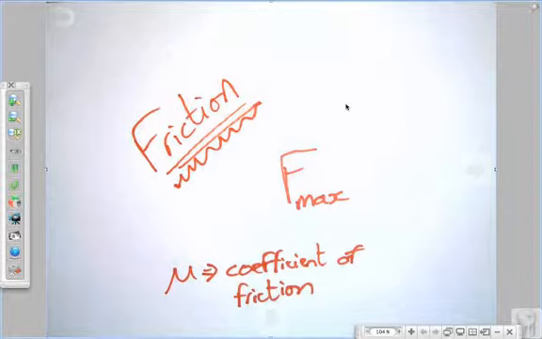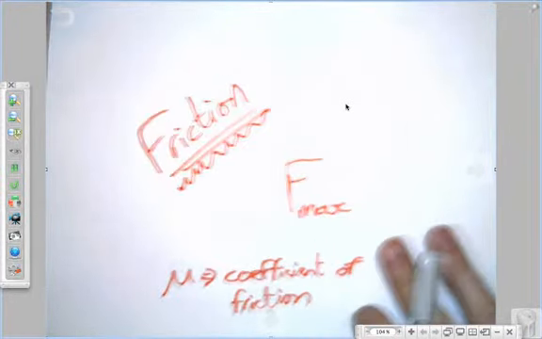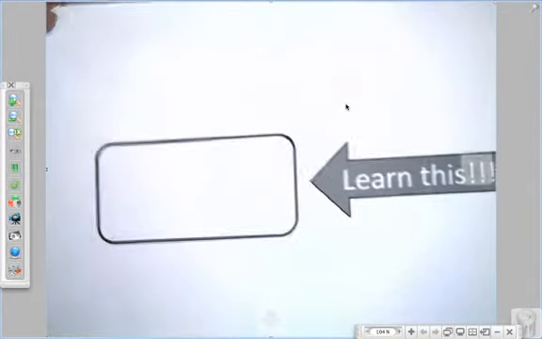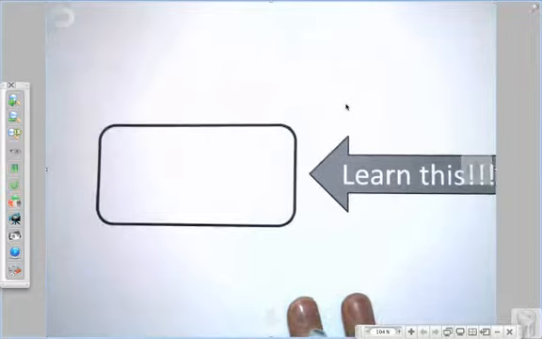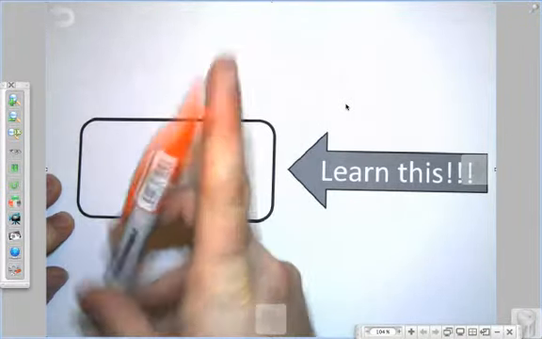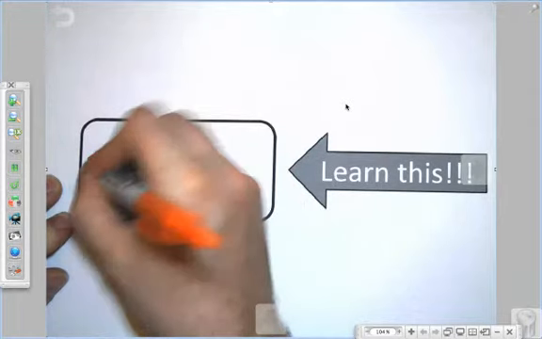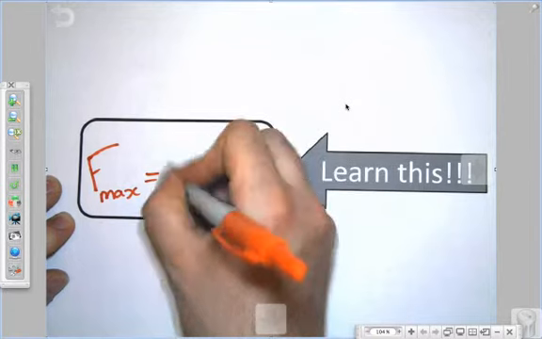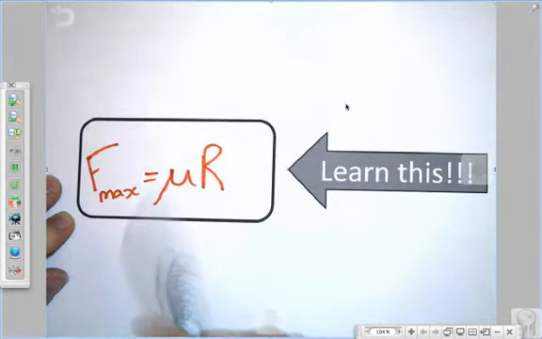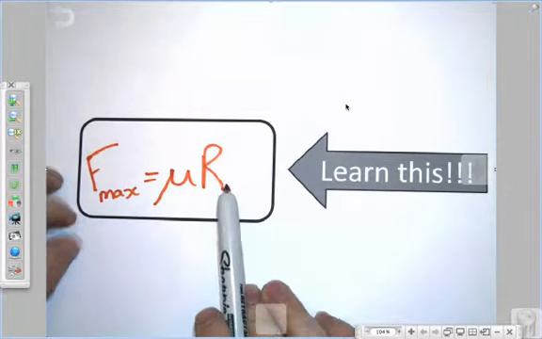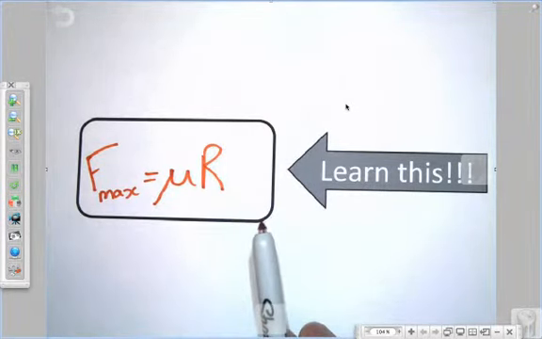So, a really important bit here is to learn this equation, which comes in for friction. Write it in that box so that you remember to learn it. F max equals mu R, where mu is the coefficient of friction and R is the normal reaction force that we were talking about.